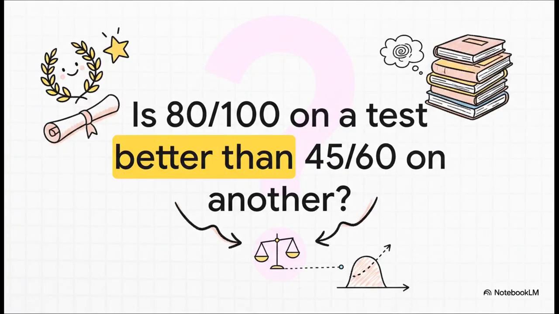Okay, let's make this real. Is an 80 out of 100 on a test better than a 45 out of 60 on another one? I mean, based on the raw percentage, yeah, sure. But that's just scratching the surface. What if that second test was way, way harder, and the class average was in the gutter? All of a sudden, that 45 might be the more impressive score, right? Raw numbers can be super misleading if you don't have context. We need a way to measure performance relative to its own unique situation.